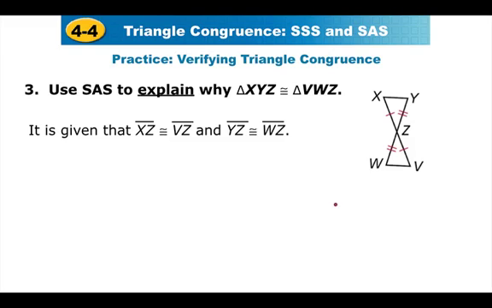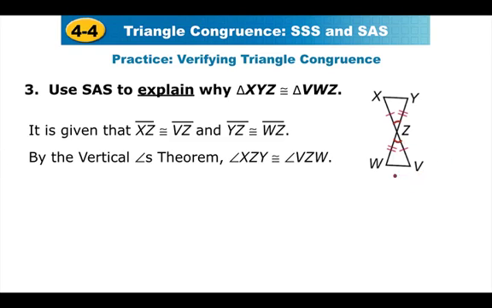From here, I need to use something that I know to show that these two triangles are congruent. This angle and this angle, we can say this by the vertical angles theorem. That's why they're congruent. Angle XZY is congruent to angle VZW.